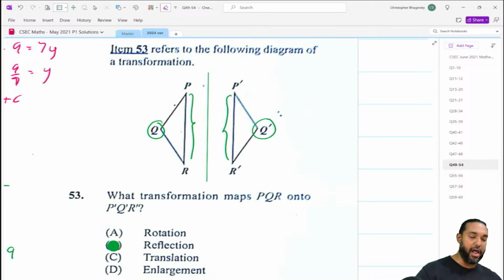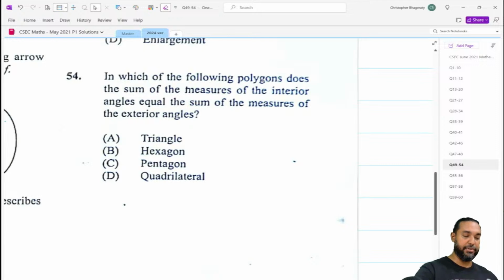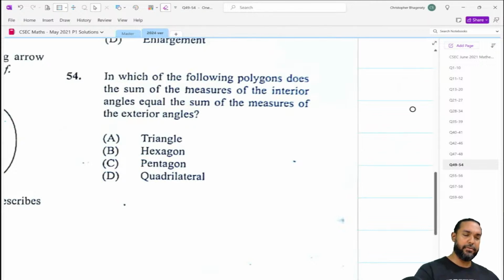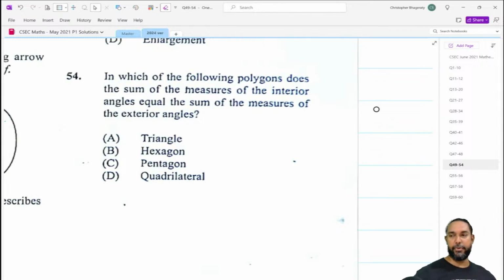It's a reflection. In which of the following polygons does the sum of the measures of the interior angles equal the sum of the measures of the exterior angles? Okay, hold on. I like this one, because it's a geometry one. All right, so 54. D.